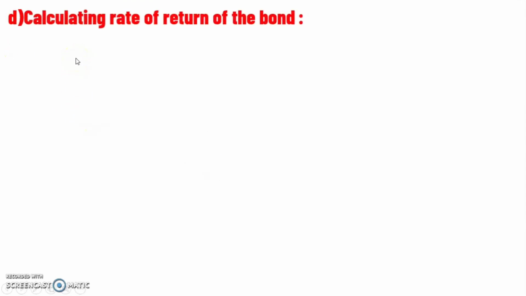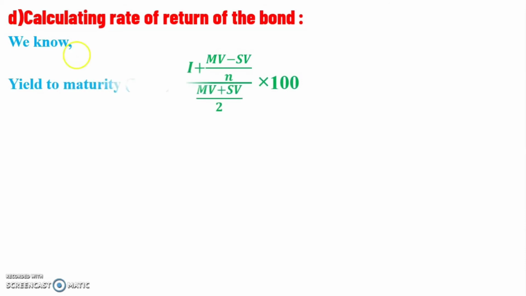Now we will determine the rate of return of the bond, or YTM. We know YTM or yield to maturity equals I plus MB minus SB divided by N, whole divided by MB plus SB divided by 2, into 100. This formula is similar to YTC, just change CP to MB, otherwise no change.